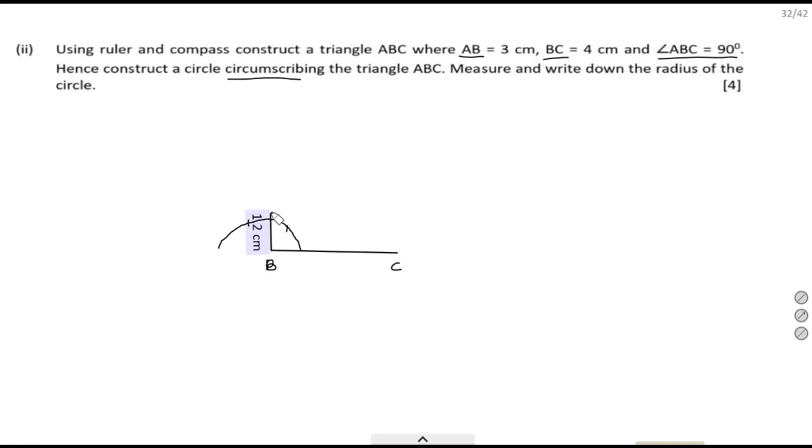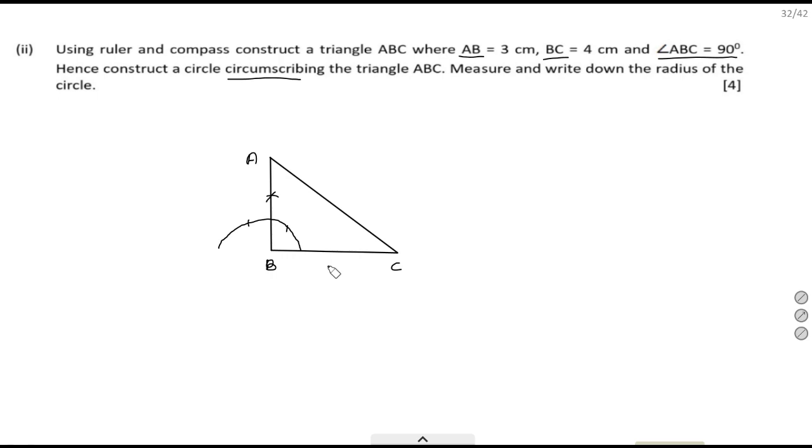Draw side AB of 3 centimeter. Meet A and C. You will get your triangle. Now we have to construct its circle. For this we have to find its circumcenter, and circumcenter of a triangle is the point where the perpendicular bisectors of the sides of that particular triangle intersect. Means to find circumcenter we have to draw two perpendicular bisectors of this triangle.